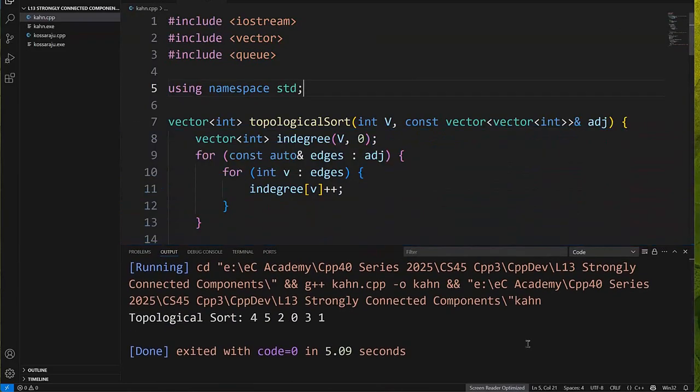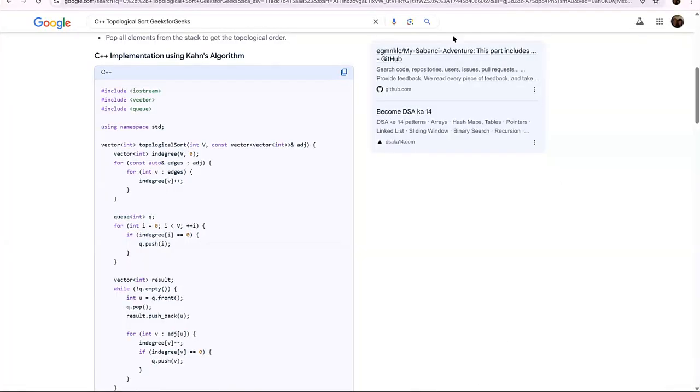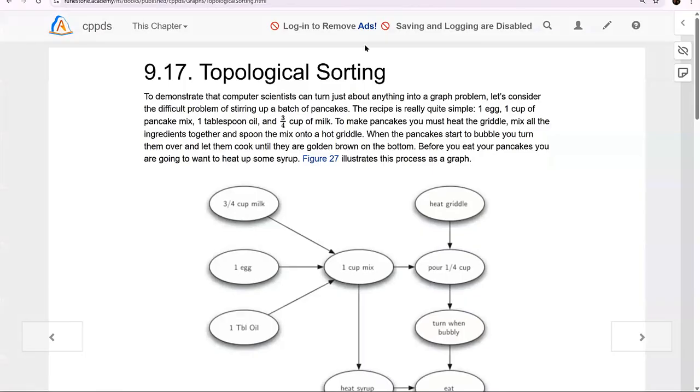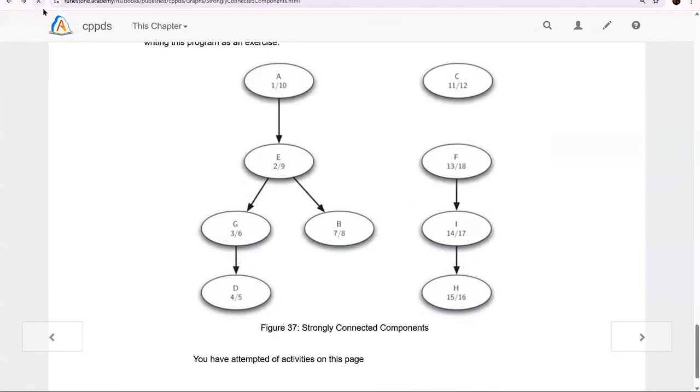Okay, so this one is topological sorting. We go through these different algorithms. Right now, we are not solving the problem. We are actually going to the study of the algorithm.